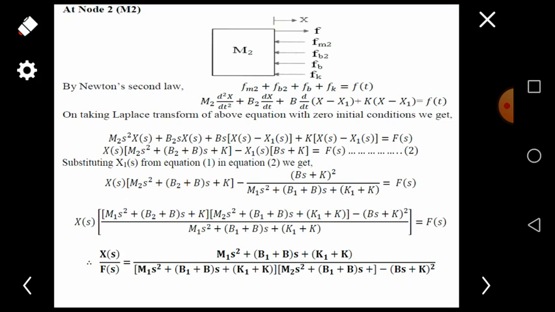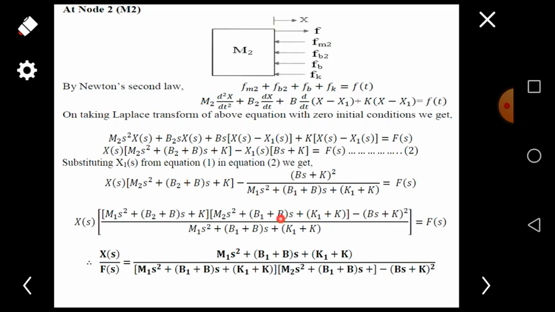We know that the Laplace transform of output divided by input is our transfer function. So here the input value is the force, that is the applied force, and the output value is the displacement, that is X(s). So X(s) divided by F(s), we are going to calculate from this equation. So we are going to invert this value to this side, and take this F(s) to the denominator here.